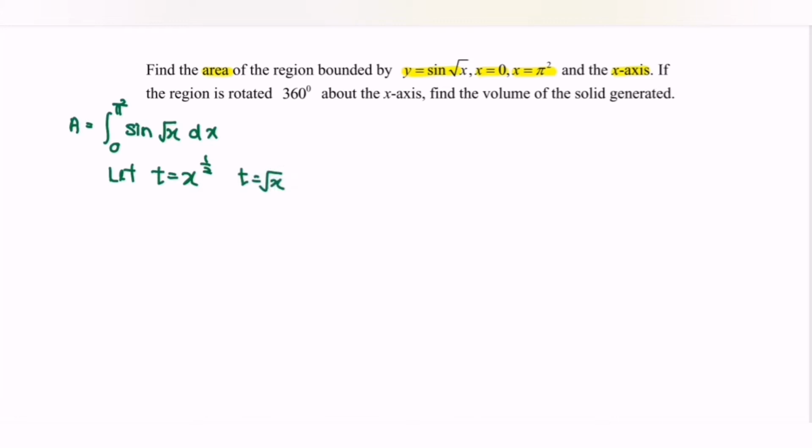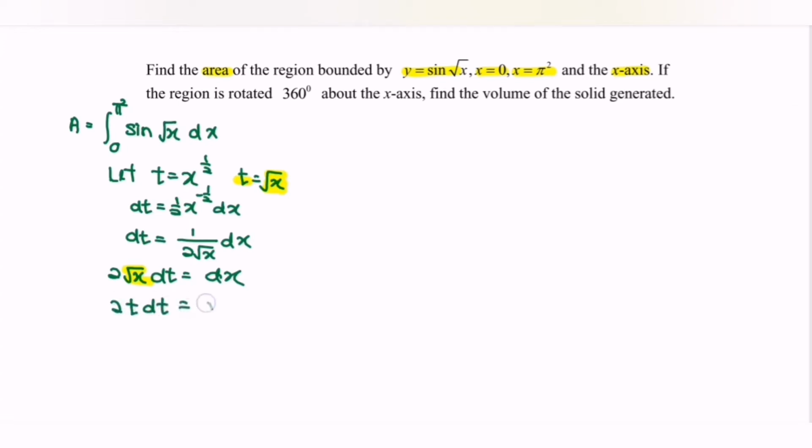Differentiate the situation with respect to x. So we will have dt equals 1 over 2 x to the power of negative 1 over 2. So rewrite the situation: dt equals 1 over 2 multiplied with the square root of x, dx. Rearrange the situation. So we will have 2 multiplied with the square root of x, dt equals dx. Do remember, previously we already let the square root of x be t. So meaning that in here we have 2t. So rewrite the situation: 2t dt equals dx.